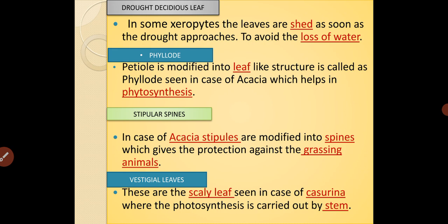Stipular spines. In case of the acacia, stipules are modified into spines which give protection against the grazing animals. Vestigial leaves. These are the scaly leaves seen in case of Casuarina where the photosynthesis is carried out by the stem.